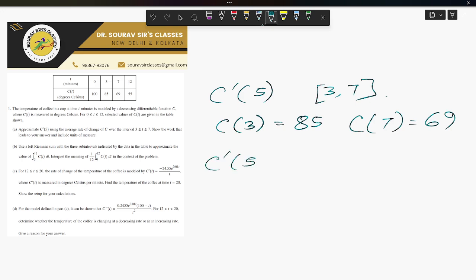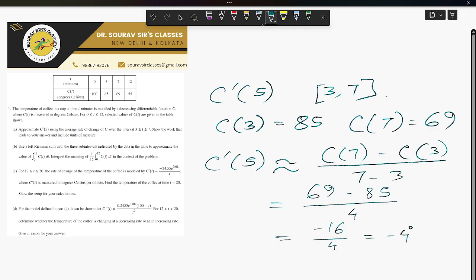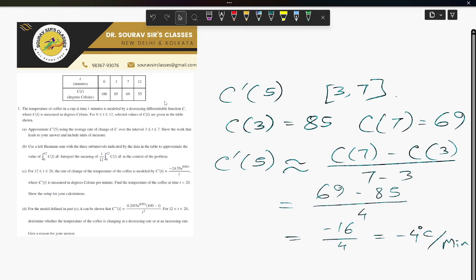So C'(5) will be approximated by (C(7) minus C(3)) divided by (7 minus 3). That is (69 minus 85) divided by 4, which is minus 16 by 4, so that will be minus 4 degrees centigrade per minute. So the final answer of the first question is minus 4 degrees centigrade per minute. Let us see what the second question is telling us.